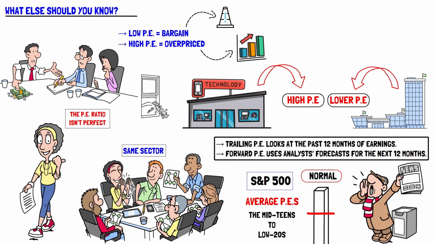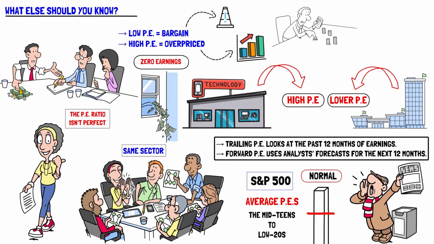And if a company is losing money, its PE ratio won't be meaningful, because you can't divide by negative or zero earnings. Finally, the PE ratio doesn't tell you everything. A company might have a low PE, but also huge debts, or a high PE, but an amazing new product coming. That's why investors use it alongside other measures, not on its own.